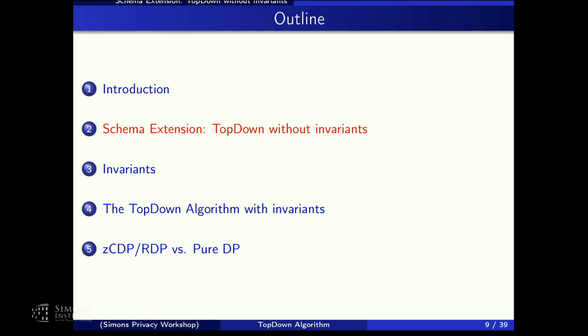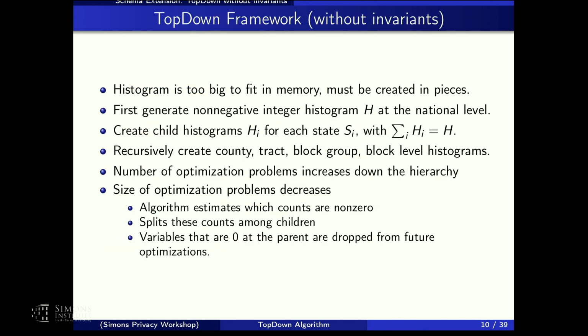Because the invariants cause so many headaches, that's actually what we spend most of our time on. We're going to talk about just the general framework for how we add columns, and then later add in the invariants. As I said earlier, the histogram is way too big to fit in memory, so we have to create it in pieces. We take person-level demographics at the national level and create a non-negative integer histogram. Once we do that, we create non-negative integer histograms of demographics at each state. And then we have a consistency requirement that when you add up the demographics from every state, you get the national level histogram.